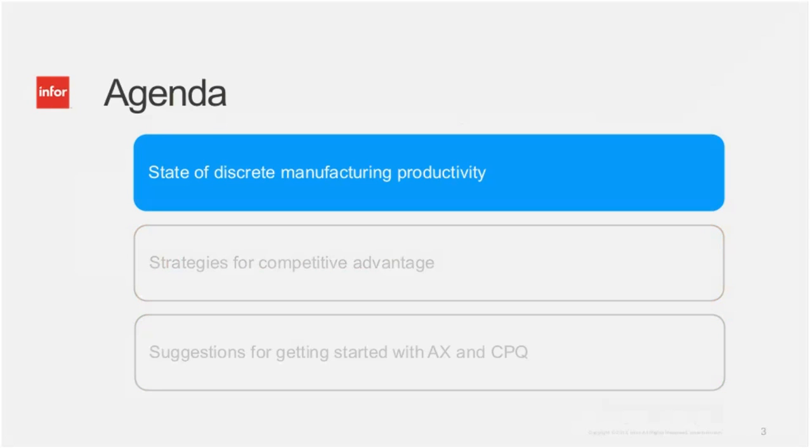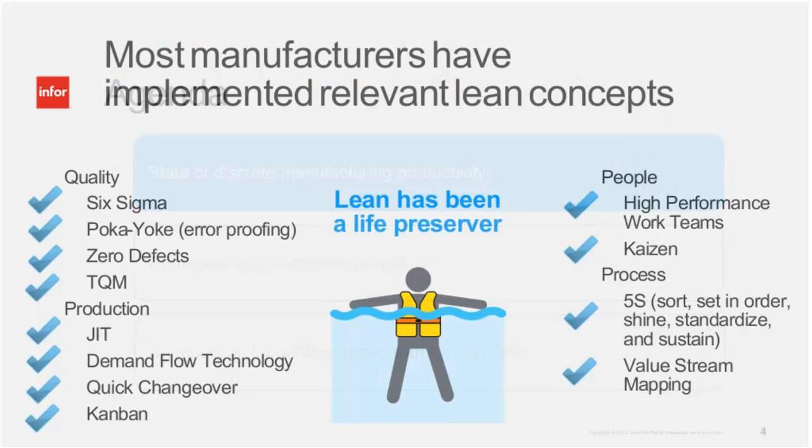So let's set the stage. Let's take a look at how manufacturers are performing against their peers. I'll start by telling you about the productivity projects that manufacturers have been successfully implementing. For discrete manufacturers, we can't talk about productivity without jumping right into taking a look at the status of lean manufacturing. The strategies for improving discrete manufacturing productivity have been continually refined over the last 30 years, and they generally fall under the heading of lean manufacturing.